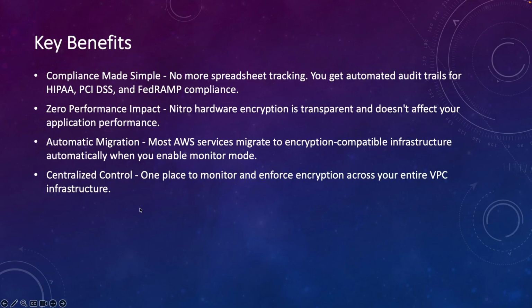So just to call out a few benefits of VPC encryption controls, first, it makes your compliance simple. You don't need to track in your spreadsheets and you get automated audit trails for your HIPAA, PCI, and FedRAMP compliance. Second, zero performance impact because Nitro hardware's encryption is transparent and does not impact your application performance. For a few of the resources, AWS migrates them to the encryption compatible infrastructure like we saw in our NLB case. And last but not the least, it provides you one place to monitor and enforce encryption across your entire VPC infrastructure.